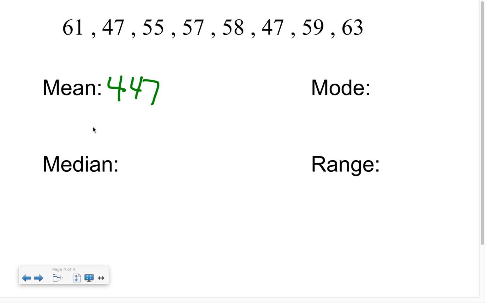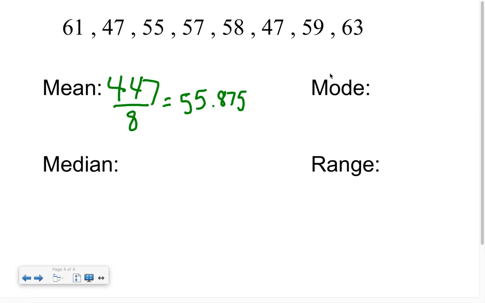Now, the last time we divided by 5 because there were 5 terms. Here we had 8 terms. We need to divide by 8. 447 divided by 8 is going to give us 55.875. That's our mean for this set of data.